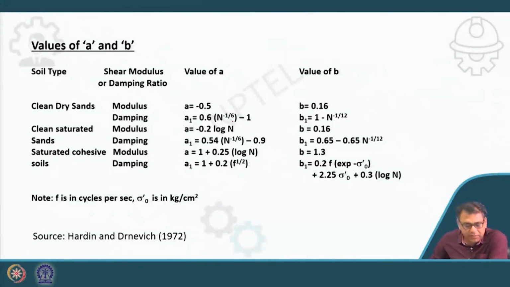Similarly, for clean saturated sand, you will get these. You can use these two expressions to get A, B and A1, B1, A1 B1 for damping, A B for modulus. Then for saturated cohesive soil, you will get this expression here. Another term is there. If it is log, it means log base 10. F is the cycles per second, and N is simply the total number of cycles. Sigma 0 bar is the initial effective overburden pressure, in kg per centimeter square. So you have to use this expression with this unit only, kg per centimeter square.